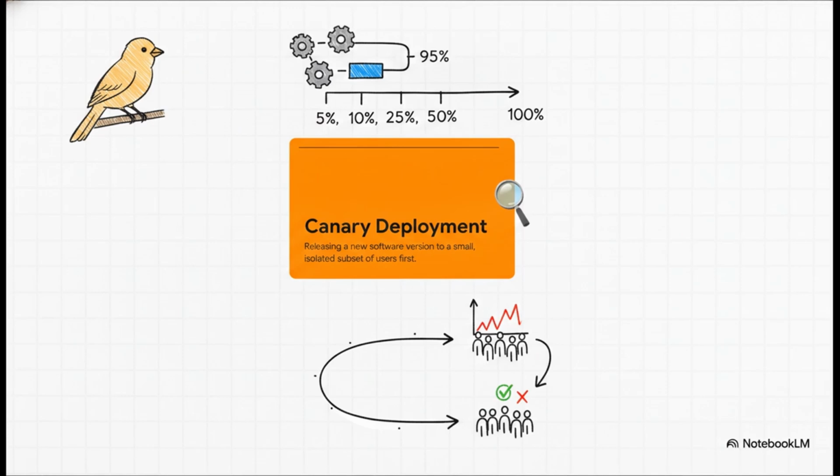But if everything stays stable out there in the real world, you gradually increase that percentage all the way up to 100. You literally get to test real-world stability without ever risking your entire customer base.